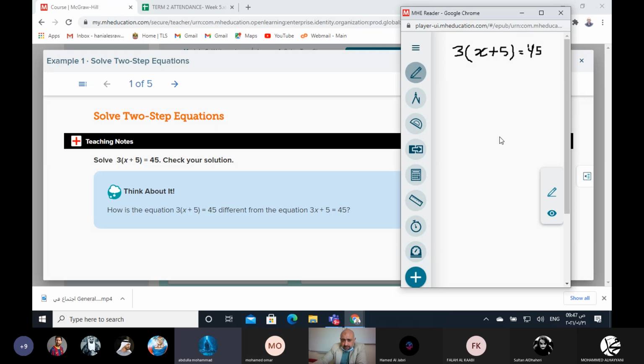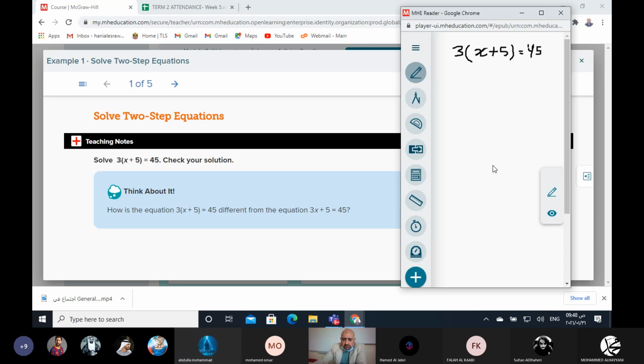The difference: in 3(x + 5), the x is inside the parentheses, which means the 3 multiplies both terms. In 3x, the variable is multiplied by 3. So in 3x + 5 we cannot multiply 3 by 5. In the first we are doing distributive property, but in the next one we are not. The answer is different. This one the answer is 10; the other answer is more than 10, maybe 15. Great work, Abdullah. Thank you very much.